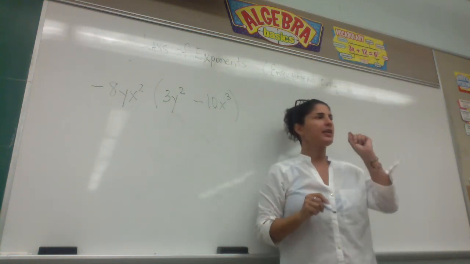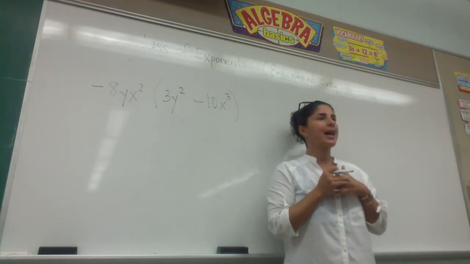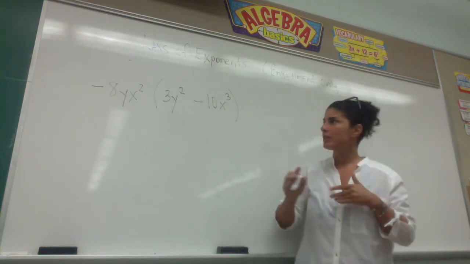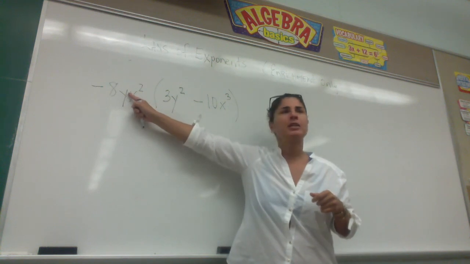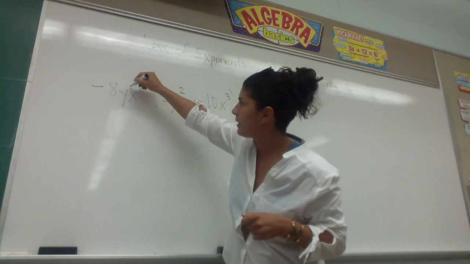So the laws of exponents are saying that when multiplying, I just add the exponents. When there is no exponent, we need to assume it's a 1. So don't forget this little 1 here.